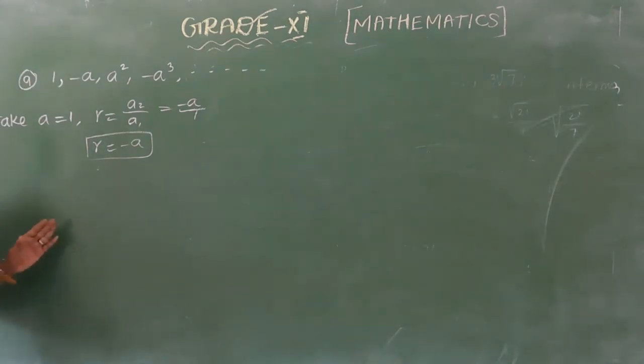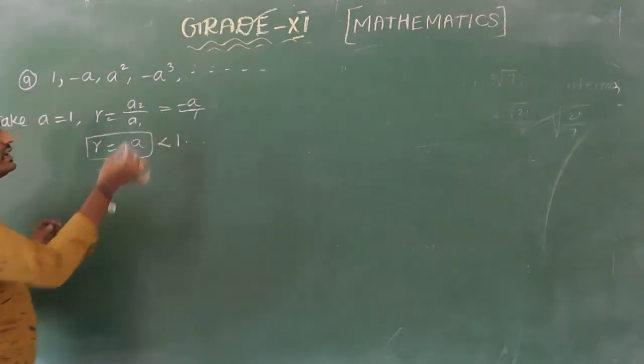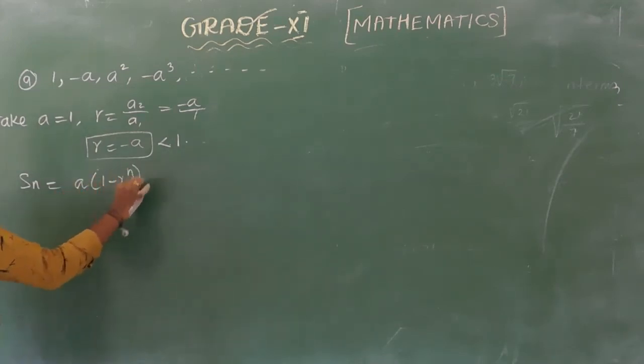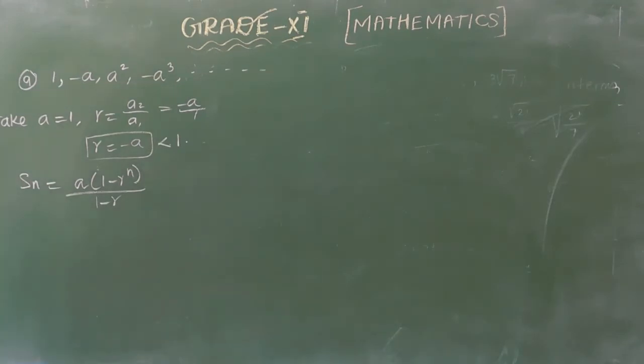Now see, r equal to minus a, which is less than 1. Now I am going to use the formula Sn equal to a into 1 minus r power n, the whole divided by 1 minus r. When r is greater than 1, you should use the formula a into r power n minus 1 divided by r minus 1. Here r is less than 1 only, so that's why.